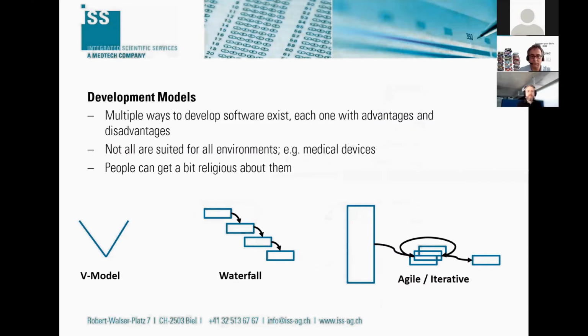If we talk about development models, these are ways of how you actually implement software. It's been mentioned before, we have the V model, we have waterfall, that's one of the first ones, and nowadays what is pretty popular is agile and so-called iterative models. As with most things, not all models are suited for all environments. In regulated environments like medical devices, automotive, aerospace, some models are seen more often than others.